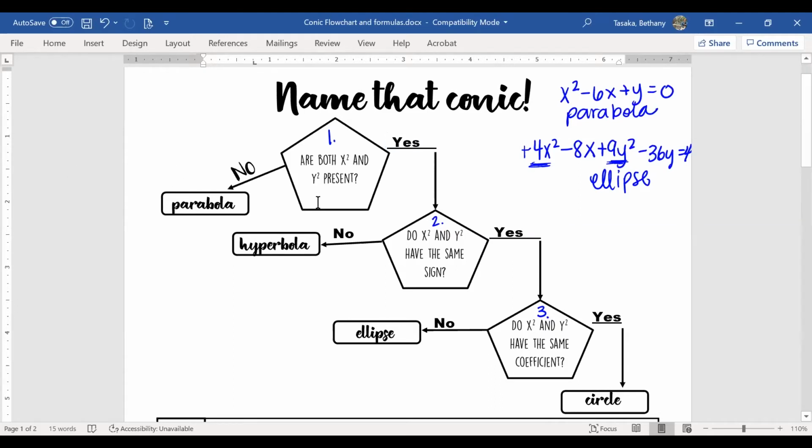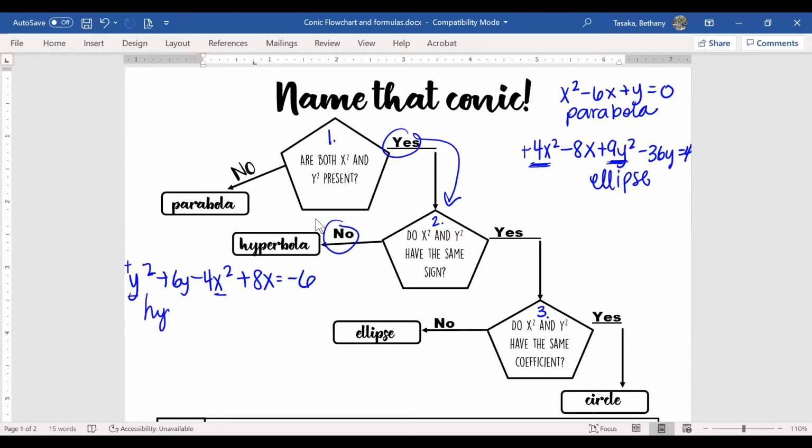Let me give you a couple more examples. How about y squared plus 6y minus 4x squared plus 8x is negative 6. Again, we go through our same round of questioning. Are both x squared and y squared present? Yes, so we go down here. Do x squared and y squared have the same sign? No, because this is a positive y squared and this is a negative 4x squared. So no tells us this is a hyperbola.